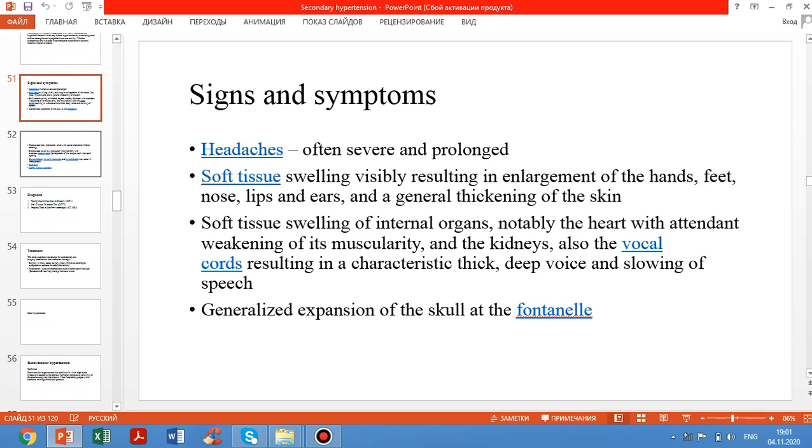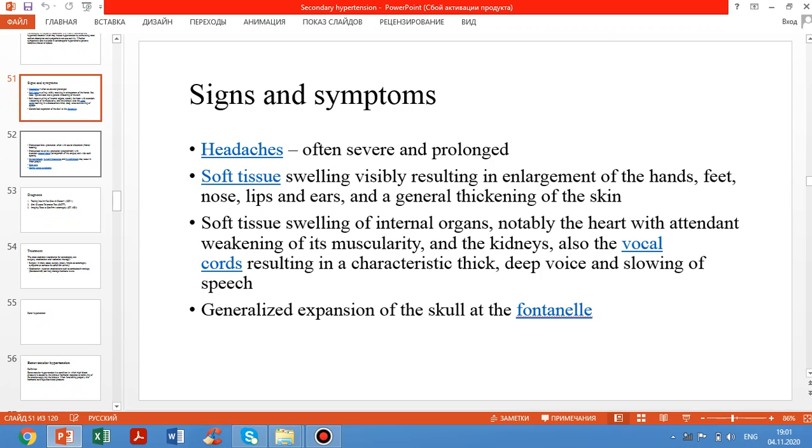Signs and symptoms. Headaches, often severe and prolonged. Soft tissue swelling, visibly resulting in enlargement of the hands, feet, nose, lips and ears, and a general thickening of the skin. Soft tissue swelling also affects internal organs, notably the heart, with attendant weakness of its musculature, and the kidney, also the vocal cords, resulting in a characteristic thick, deep voice and slowing of speech.